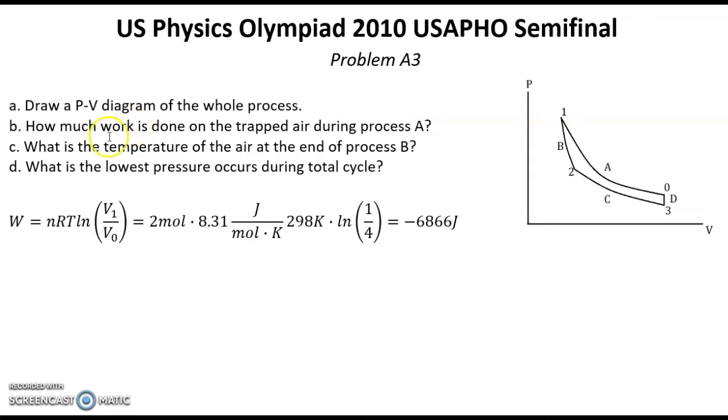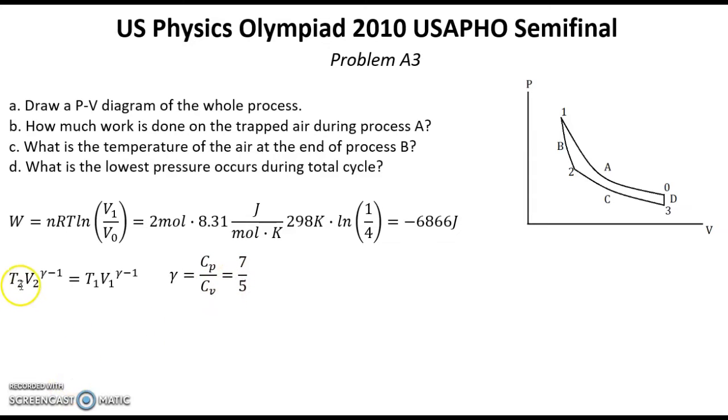Question C. What is the temperature of the air at the end of process B, at the end of adiabatic expansion? For adiabatic expansion, we have this formula. This formula connects the temperature and volume. And gamma here is equal to Cp over Cv, which is 7 over 5.